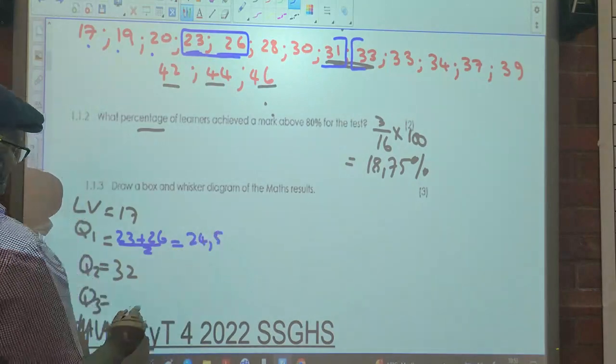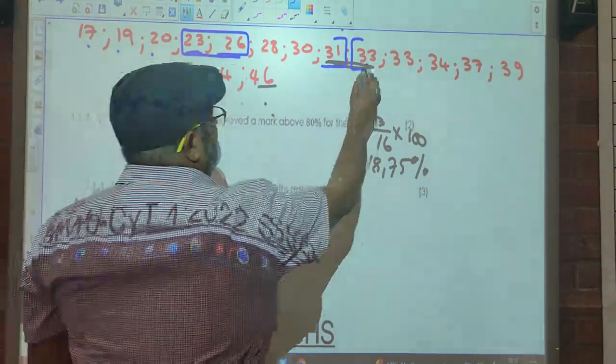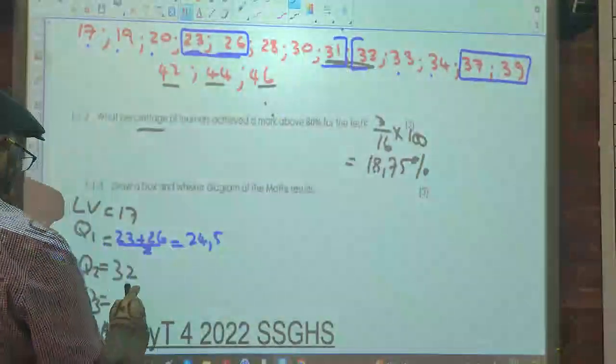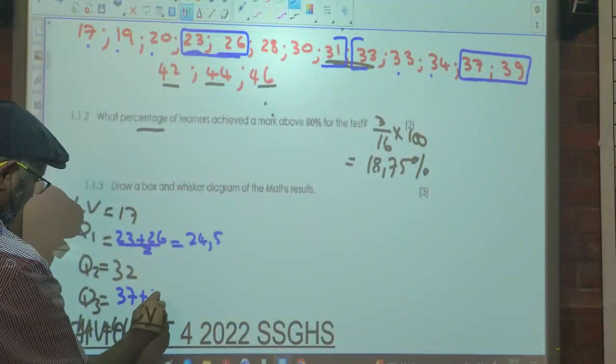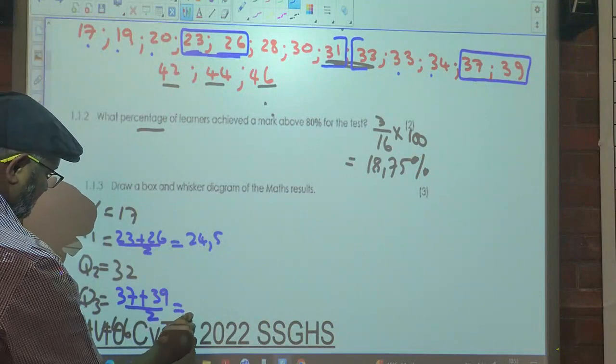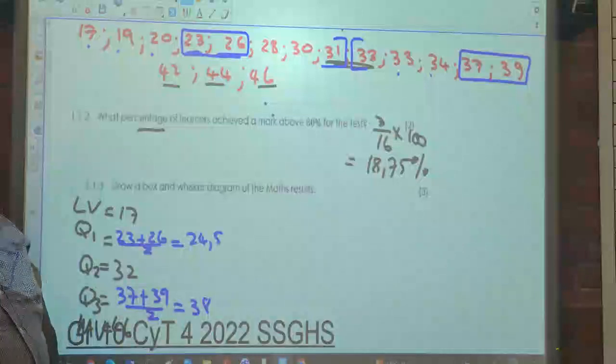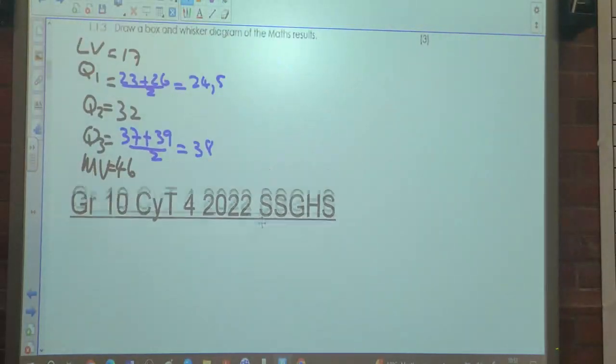And of course Q3 is 1, 2, 3, 4 and 5. Add those two together. It's going to give you 37 plus 39 over 2, which will give you an answer of 38. So here we now have enough information to draw the box and whisker diagram.